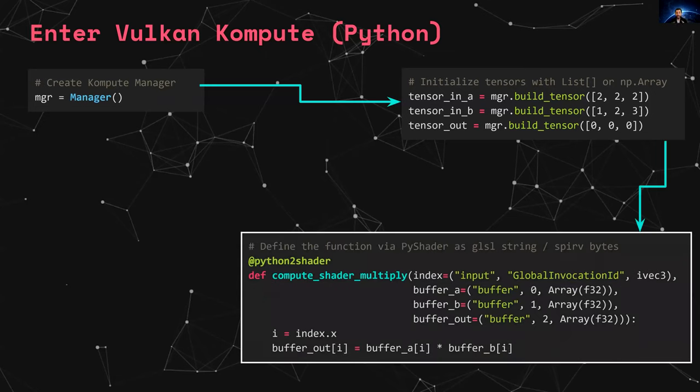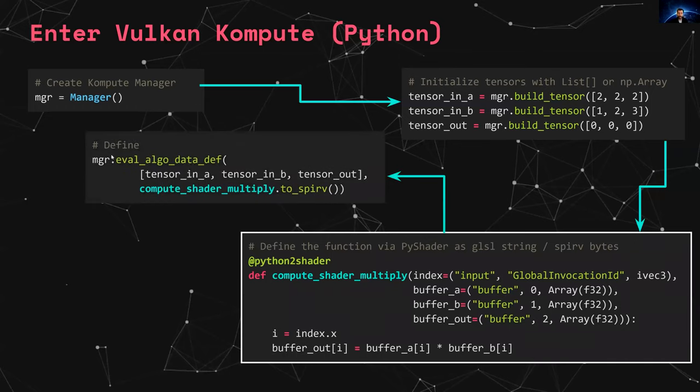You then define the shader code. This is the code that you're going to be running in the GPU. In this case, it's a simple multiplication using the PyShader decorator. We have the first buffer, the second buffer. We're going to run a multiplication and store it in the output. That's basically it. This is going to run in the GPU. And then we're going to actually run it through the manager.